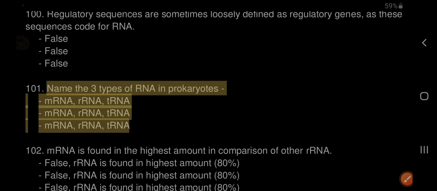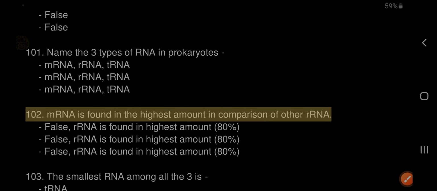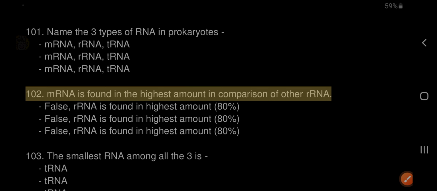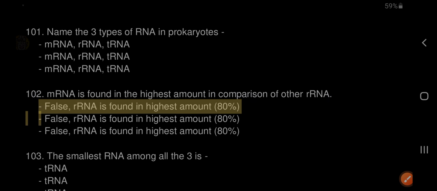101. Name the three types of RNA in prokaryotes: mRNA, rRNA, tRNA. 102. mRNA is found in the highest amount in comparison to other RNAs. False, rRNA is found in highest amount, 80%.